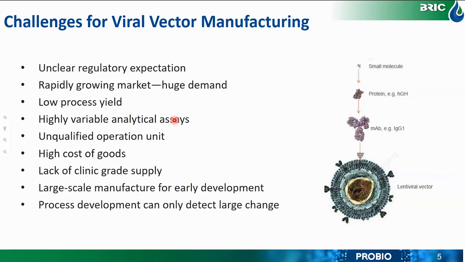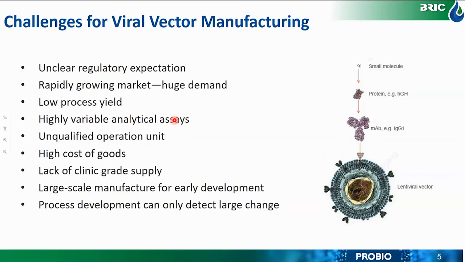Currently, it is very difficult to obtain clinical material for clinical trials. Also, the viral vector has low process yield, so we need to scale up to large scale to obtain enough material for gene and cell therapy clinical trials. Also, viral vector production has highly variable analytical assays and unqualified operation units. It is hard to control the operation for the process.